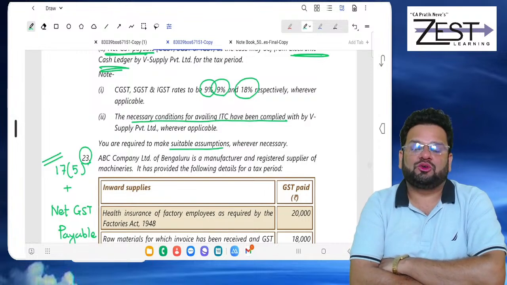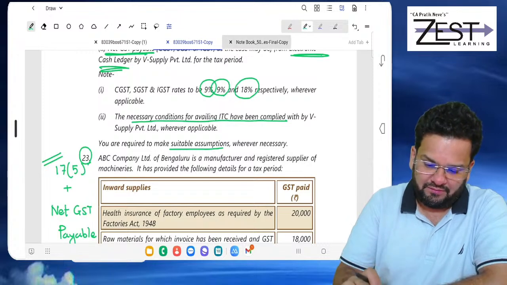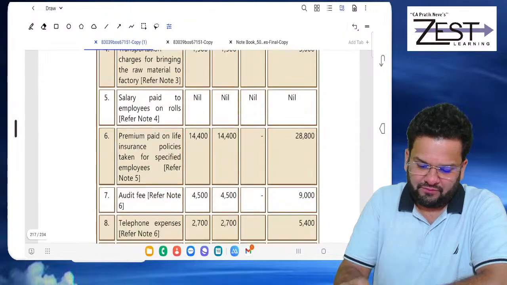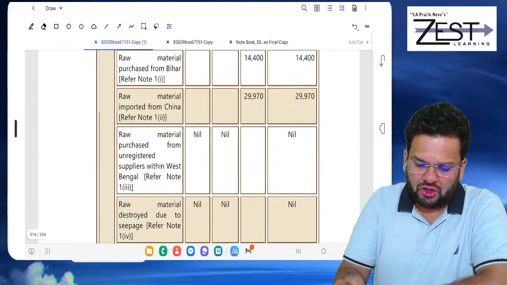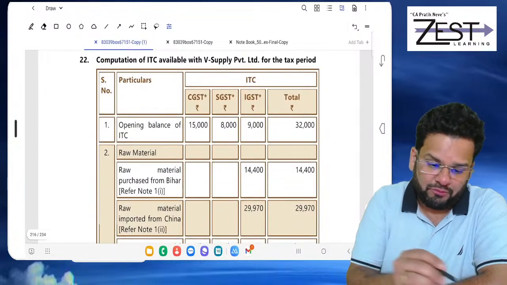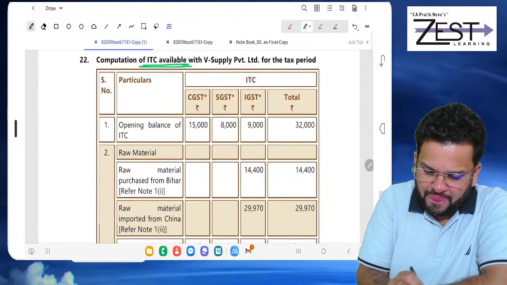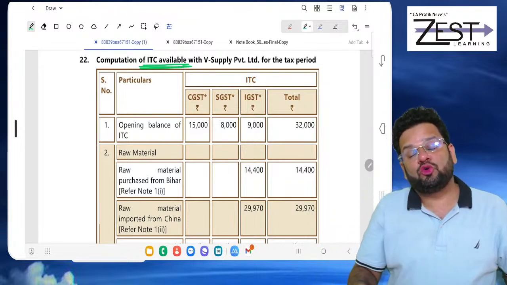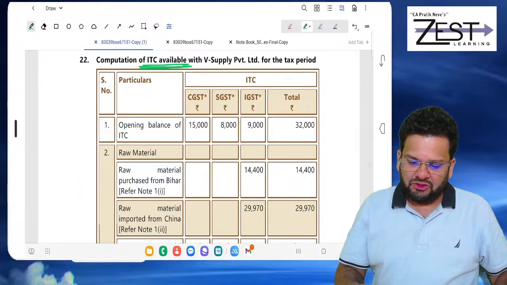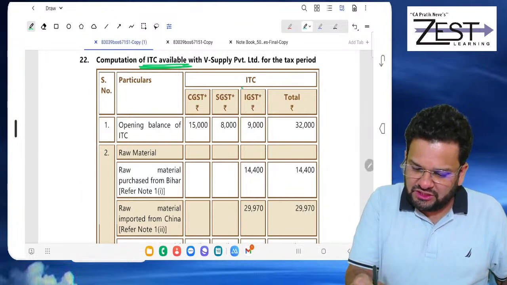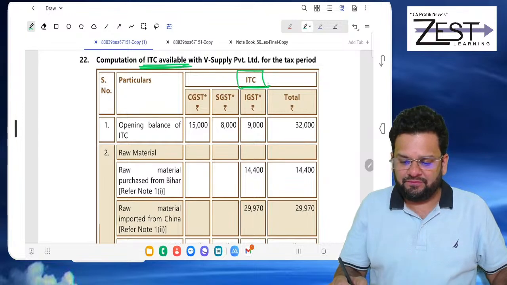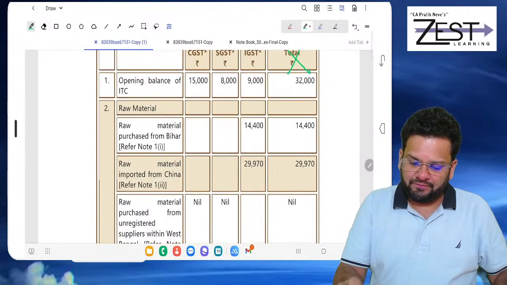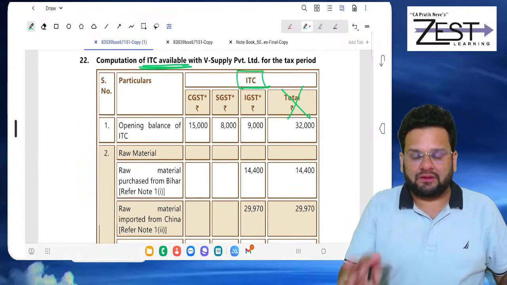Can we first calculate overall ITC available? I think that would be best. First discussing overall ITC available. That would be best strategy. Simple reason. What simple reason? There is an opening balance also of ITC. So you are doing particulars CGST, SGST, IGST. It's okay even if you don't make total column. I'm absolutely okay with that. Okay, so start.